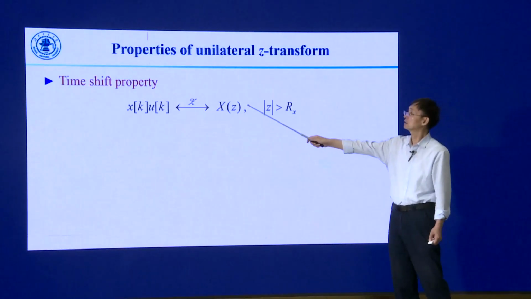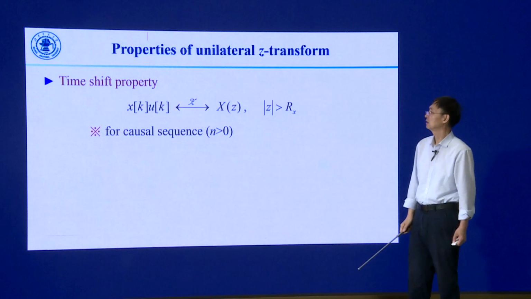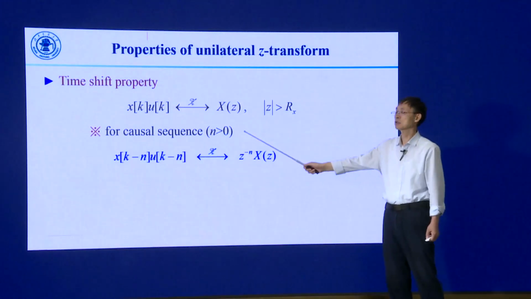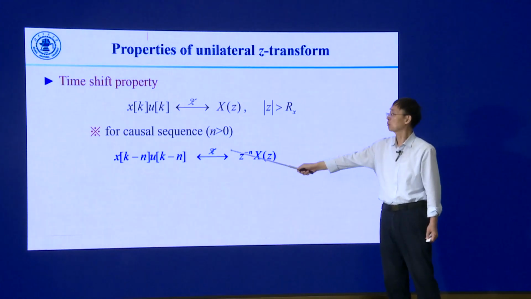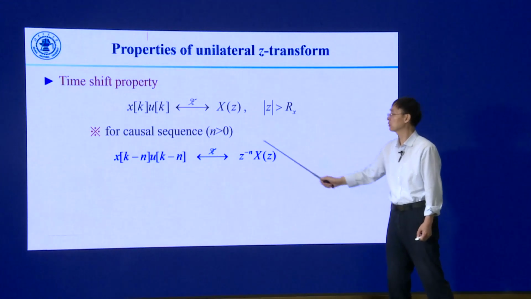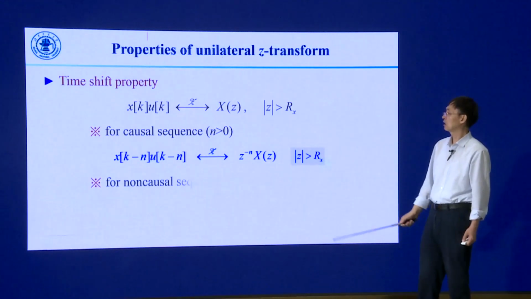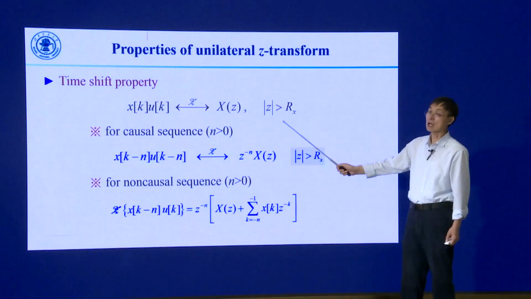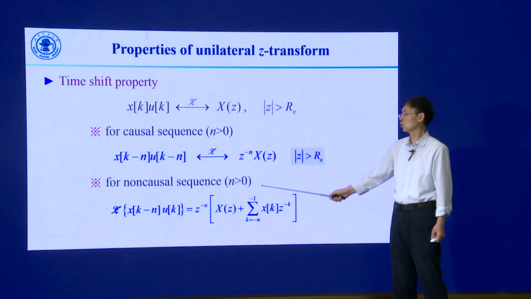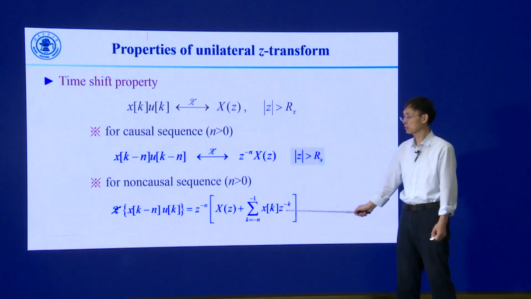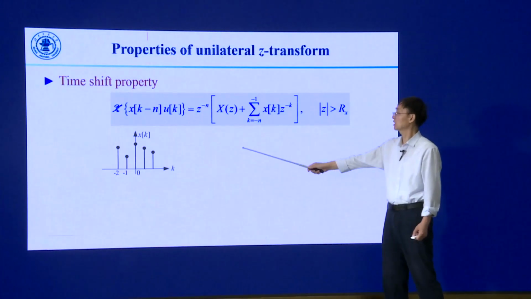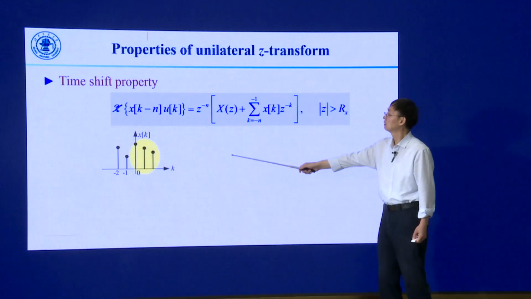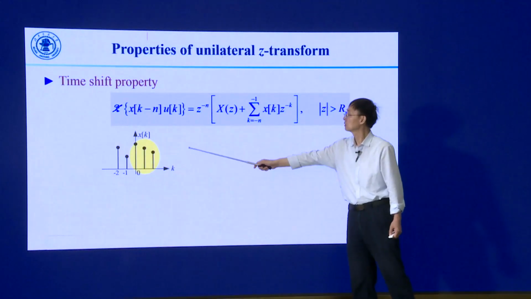This is the time shift property. For the causal sequence, the property is described in this expression. For the non-causal sequence, the time shift property is described in this expression. Here's some explanation. This is a non-causal sequence.